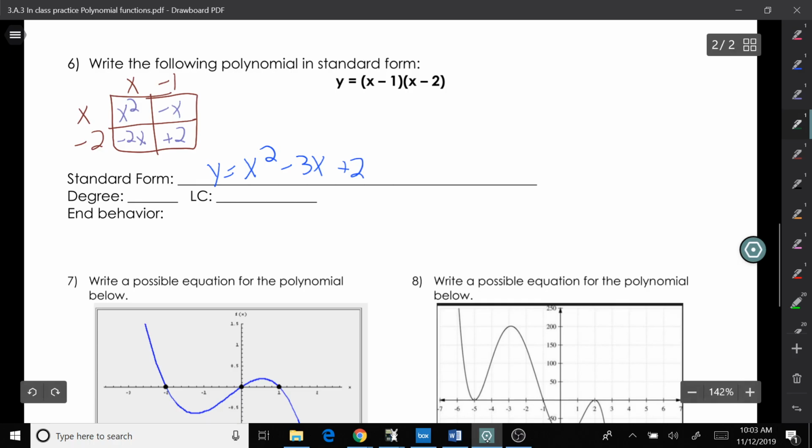My degree, that's the highest exponent, 2. Leading coefficient, there's an invisible 1. And end behavior.